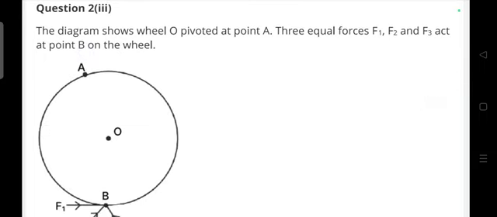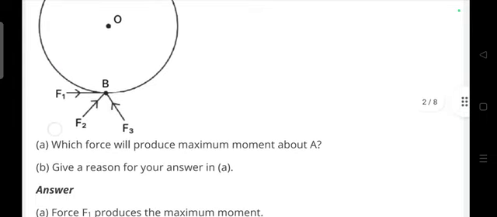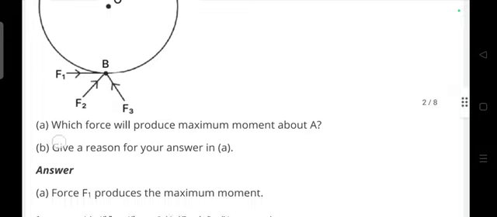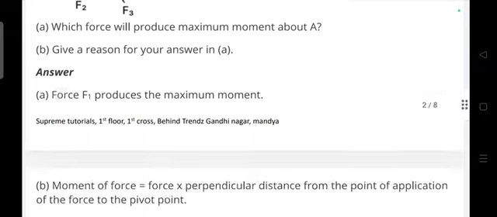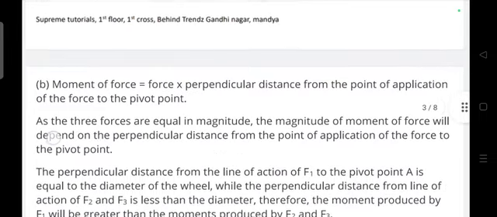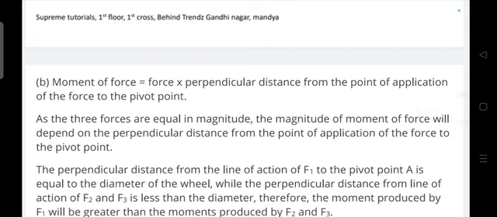The diagram shows a wheel O pivoted at a point A. Three equal forces F1, F2, F3 act at point B on the wheel. Which force will produce maximum moment about A? So the answer for this is F1, which produces the maximum moment. Second one, give reason. The reason is that the moment of force is equal to force into perpendicular distance of the point of application of the force from the pivoted point.